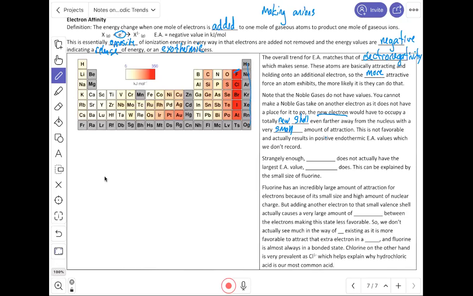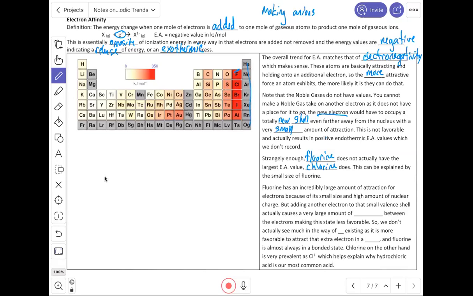The weird thing is, and one of the reasons that a lot of textbooks ignore electron affinity, is because fluorine doesn't actually have the largest value, which is counterintuitive because it's got the most attraction, but it doesn't actually have the largest electron affinity. Chlorine does. And the difference here has to do with the incredibly small size of fluorine.